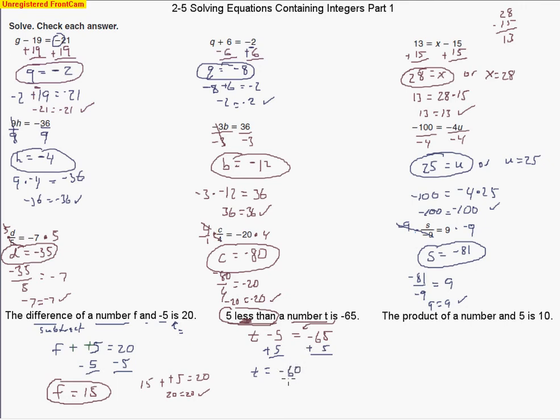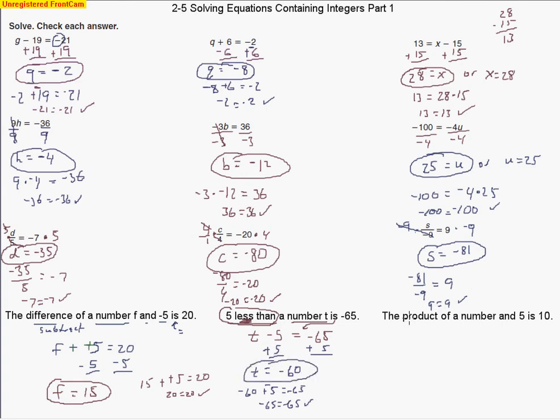More negatives than positives. So you can check your work. Negative 60 in for t. So negative 60 minus 5 equals negative 65. So yes, add the opposite there. Same sign, so we add. And yes, they do check out, so we know we've done it right.